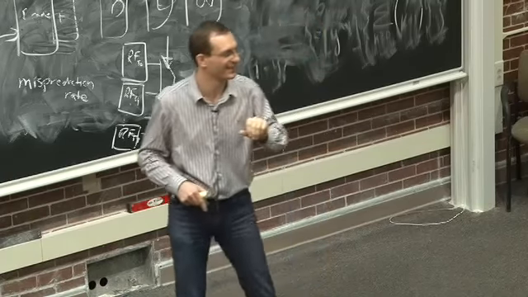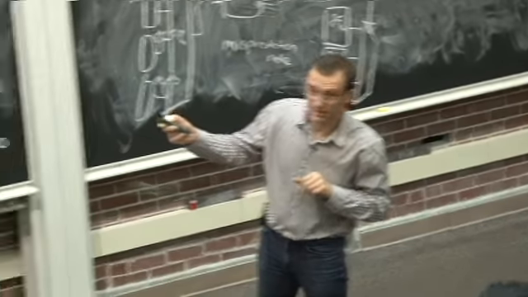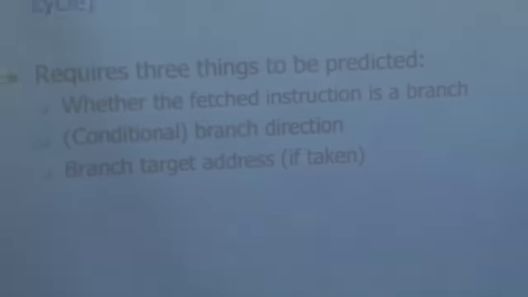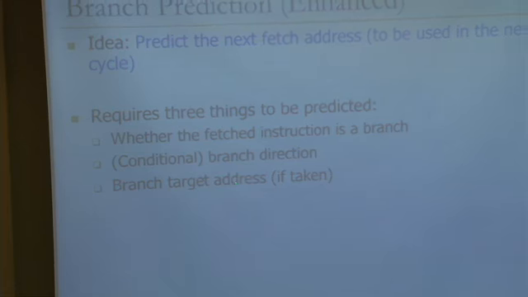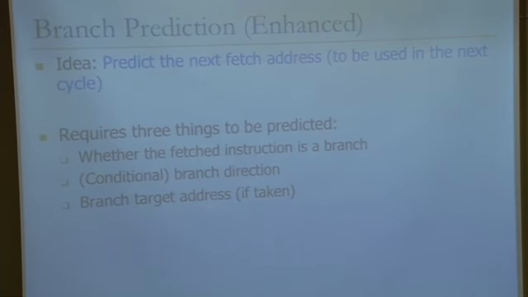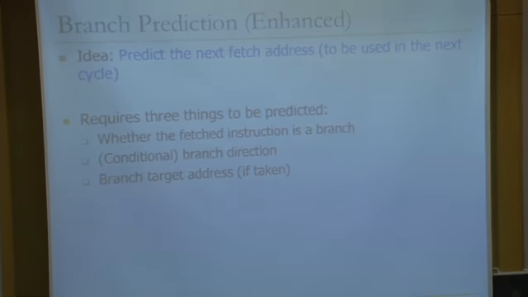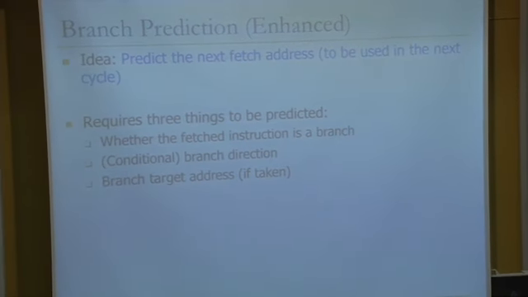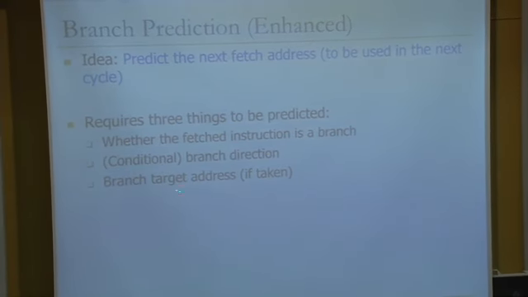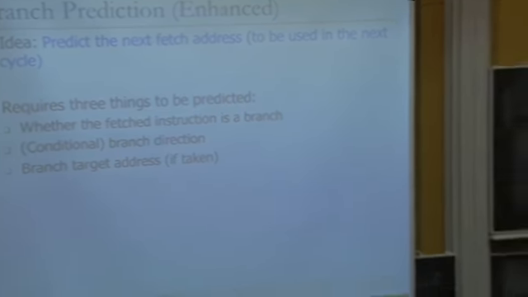Think about it. So you really need these three things available to you at the fetch stage to be able to predict the branch, other than predicting PC plus 4, right? So I guess one question is, how do you get the branch target address? So you're in the fetch stage.